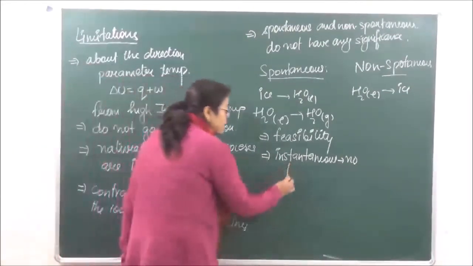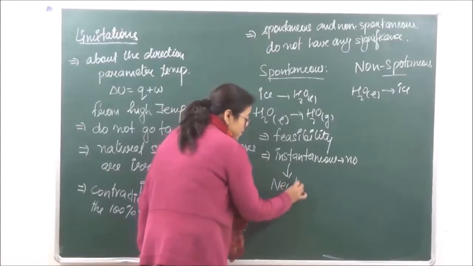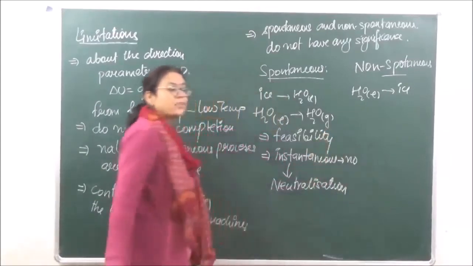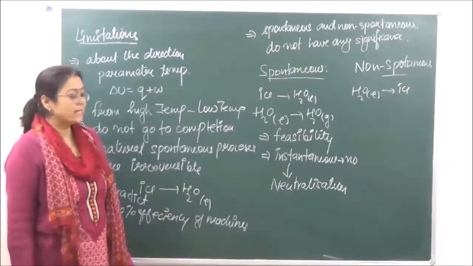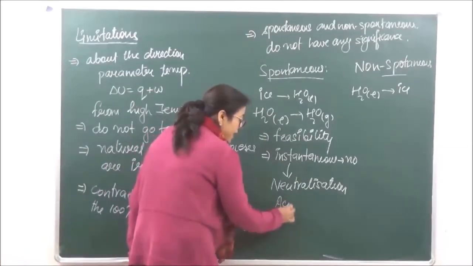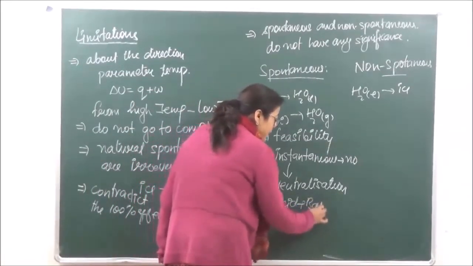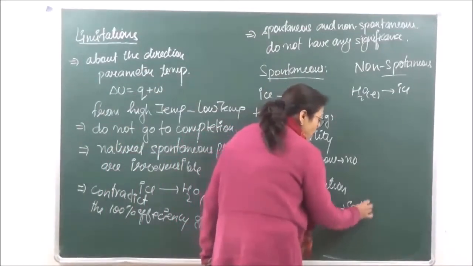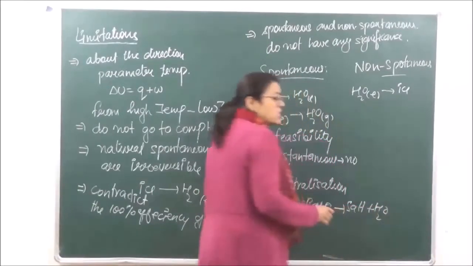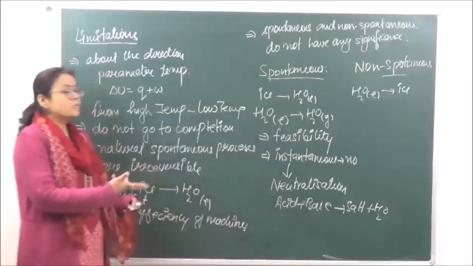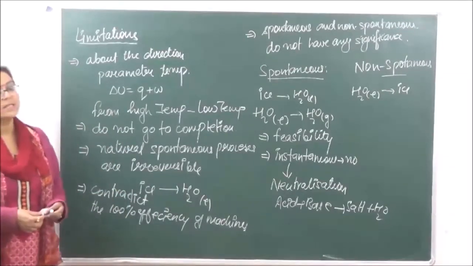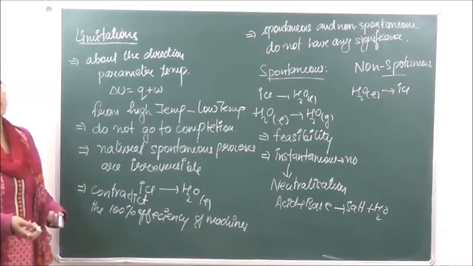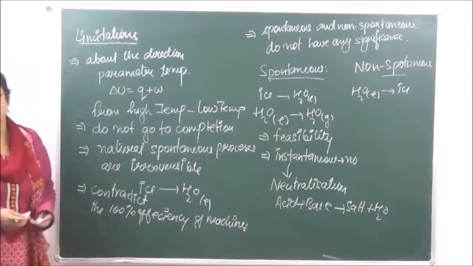For example, in a neutralization reaction, what do we see? As soon as we take an acid and add a base to it, immediately it is converted into salt plus water. So this reaction takes place in a flick of time. That is why this is an instantaneous, spontaneous reaction. So spontaneous reactions may be slow, they may be very slow, and they may also be quick. They may be instantaneous.